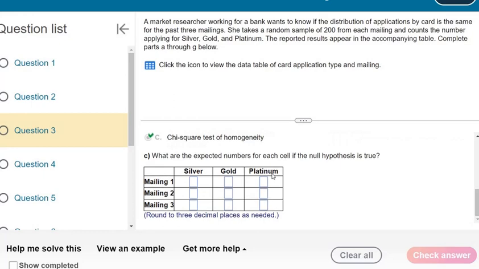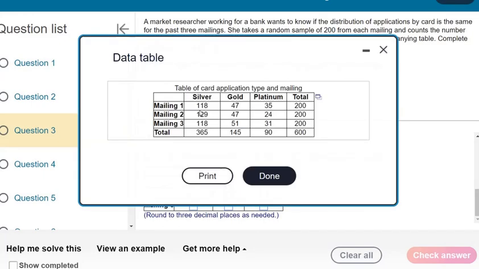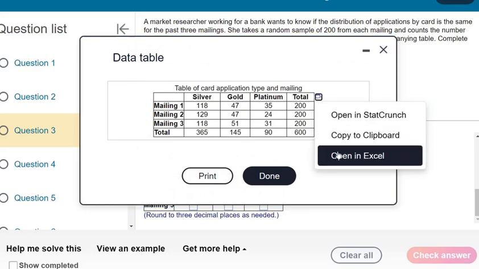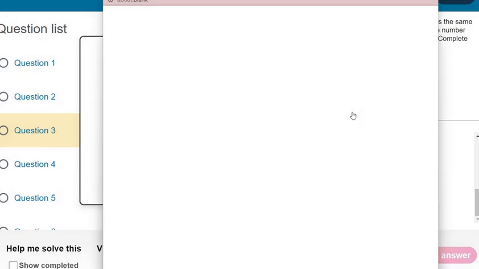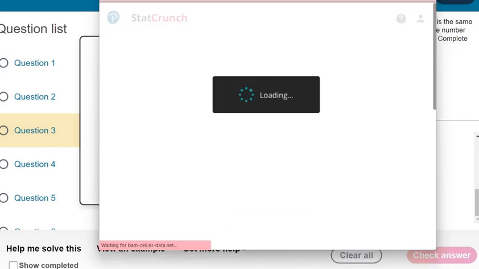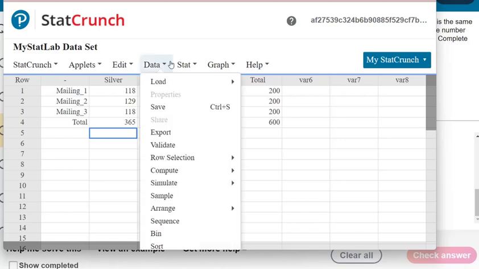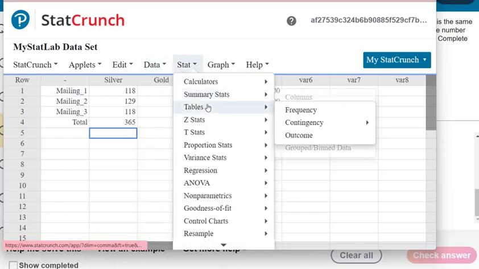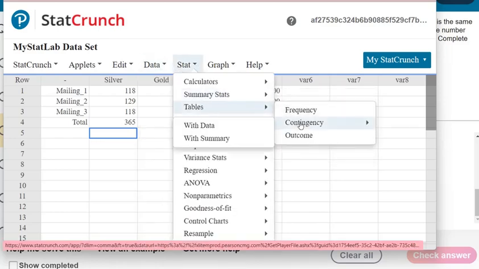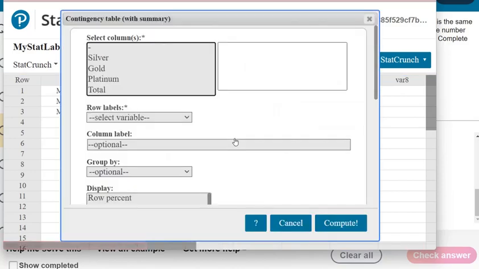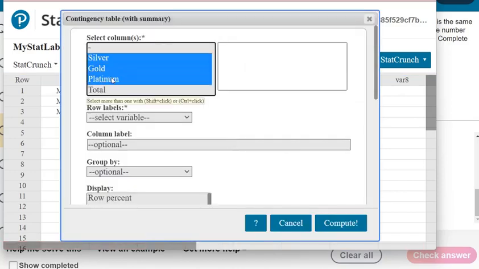Because in the end, like I said, what we're going to run in StatCrunch to calculate these expected values is a chi-square test of independence, but it's the same calculation. Because I don't think StatCrunch has the word homogeneity as an option. Okay, so we got our table. They would call that summarize. So you go to stat, tables, contingency with summary. And then the columns are these. We're not going to select the total column because each value of the variable is here.